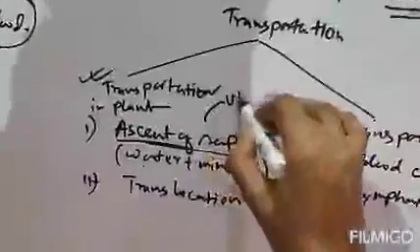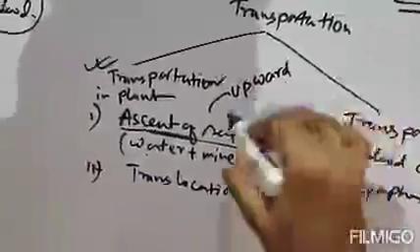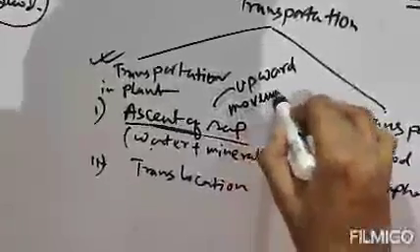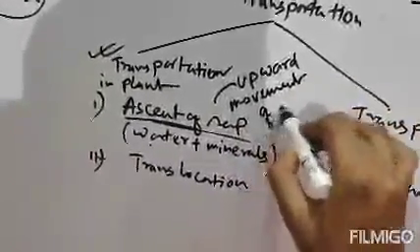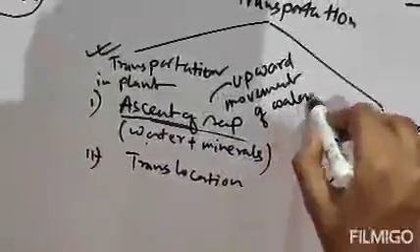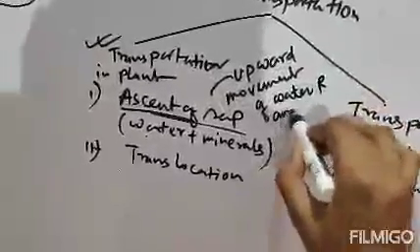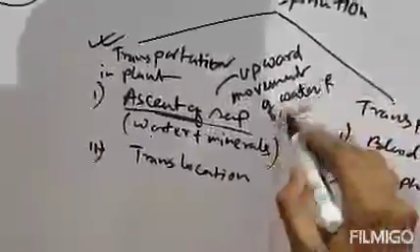Clear? So ascent of sap is mainly the upward movement of water and minerals.